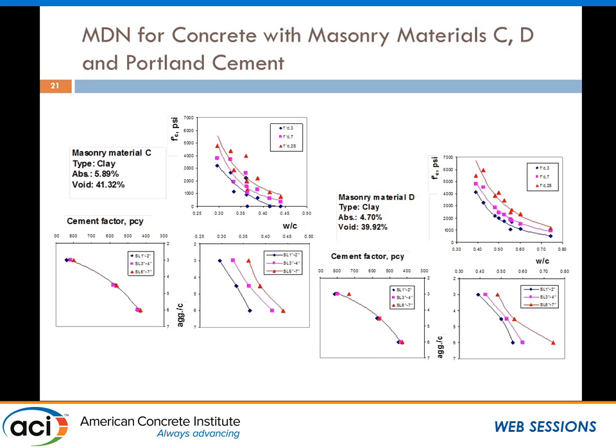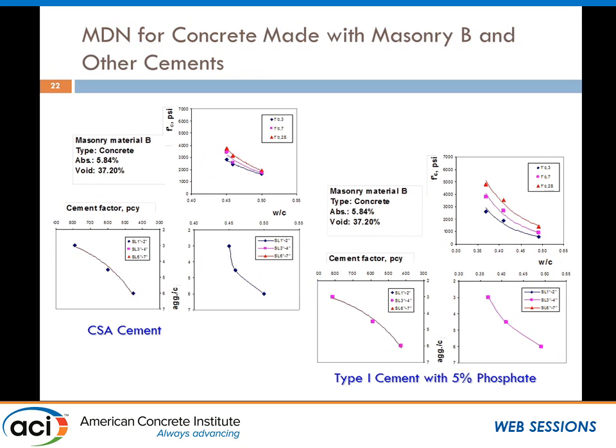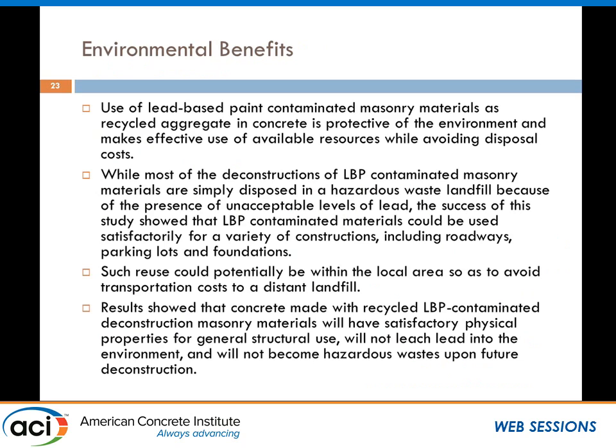For all 4 different kinds of masonry materials, we have very similar results. Of course, they're a little different compared to each other, but the trends are pretty much the same. We also do the same thing for CSA cement and type 1 cement with 5% of phosphate, but on those we only have one range of slump value, instead of 3 lines over here as with type 1 cement.